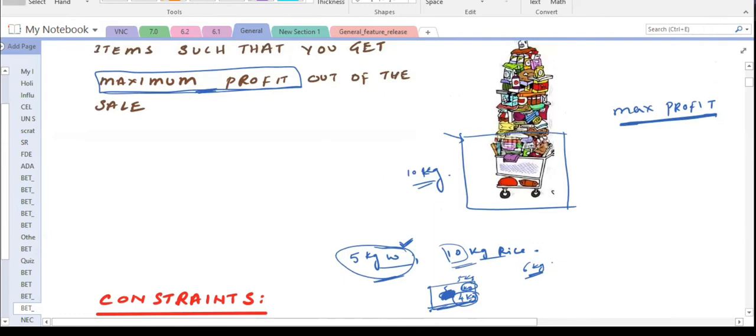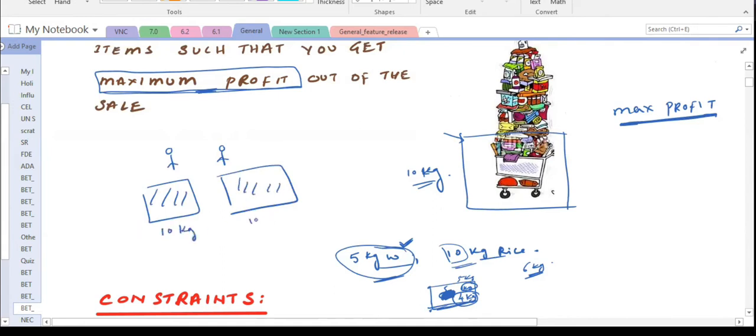Suppose you get these items. Say 2 people went into this competition, you and your friend. You filled up your trolley, the other friend also filled up the trolley. And because the competition itself said it is 10 kg, you both filled up with 10 kg. Now, how do you come out and say that I was more profitable than you? Because the weight is still the same in both trolleys. How do you measure profit in this case?